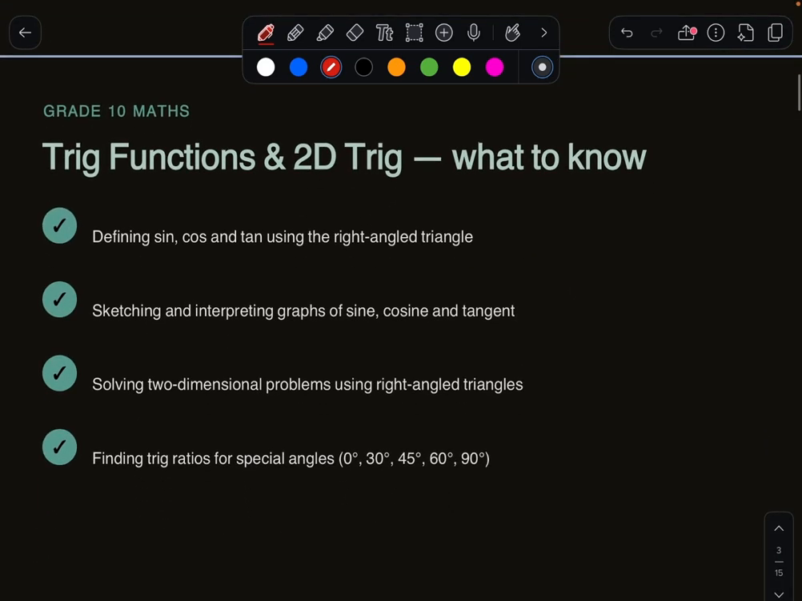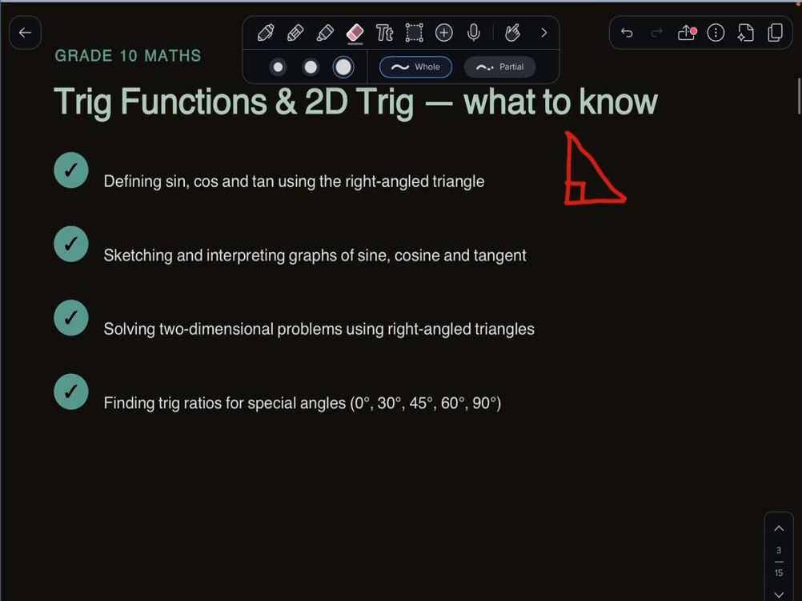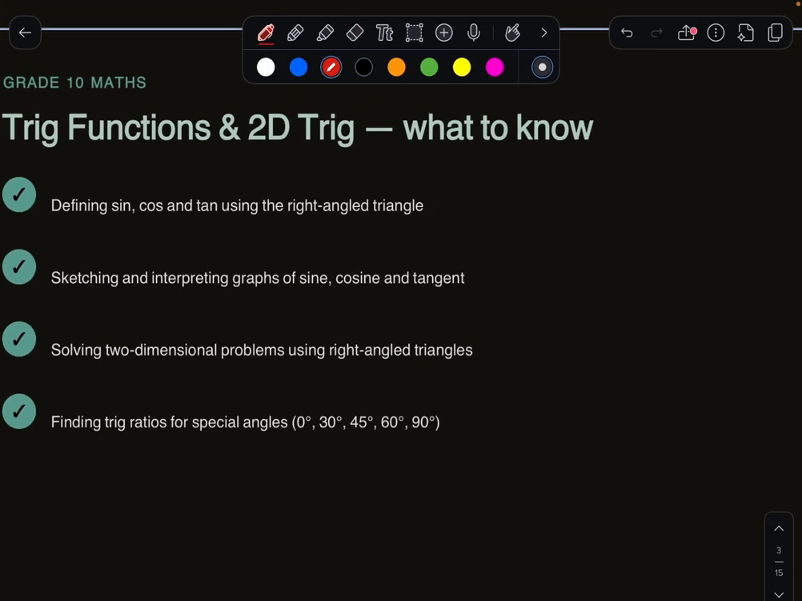So for trig, you are going to be looking at basically if you're given a right angled triangle, you are going to be defining sine, cos, and tan. So if you are given a right angled triangle, for example, let's just draw this a bit bigger. If you're given a right angled triangle, that means it's a triangle with a right angle.